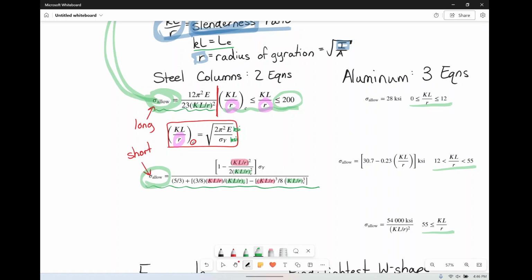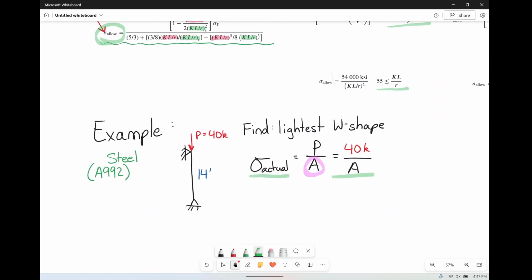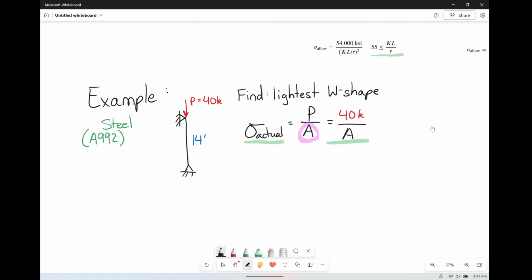But again, the more slender the column, the more likely it is going to control, right? So the longer it is, that's going to control. So let's shoot for a long column. That would be wonderful, actually. Let's shoot for a long column. So for a long column, we're going to try the long, and we're going to pray.